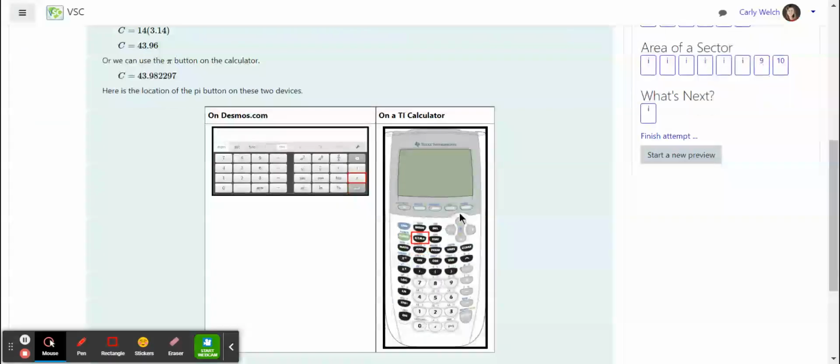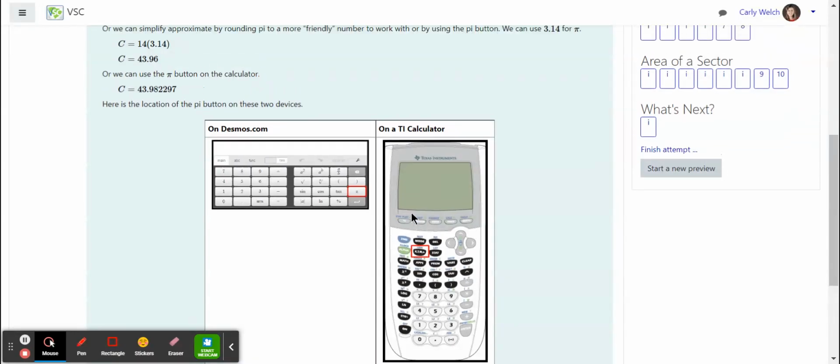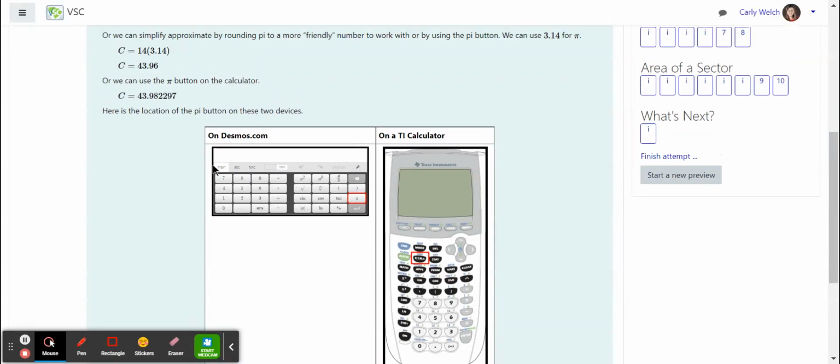So if you are using Desmos or your TI calculator, your pi button, you can actually hit second and then this little up arrow, and that will insert pi for you. Or on your Desmos, it's over here.